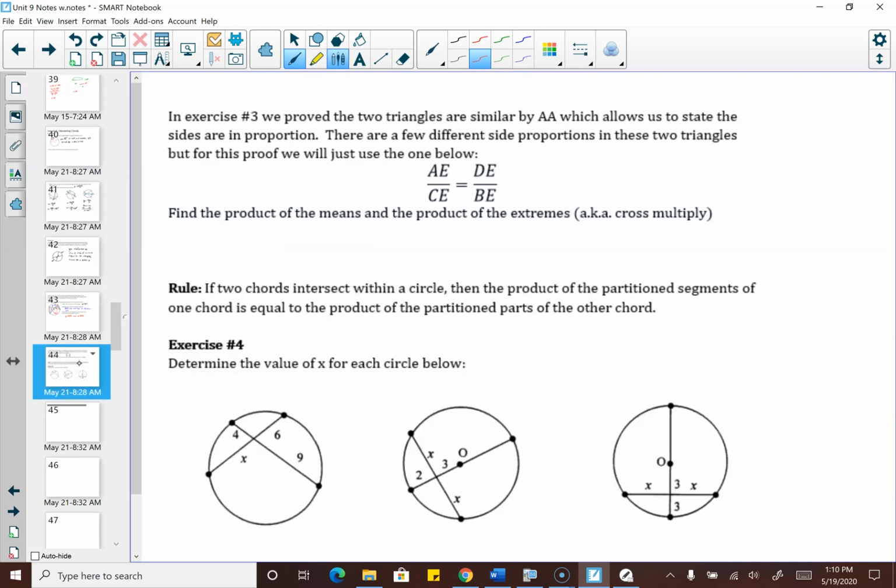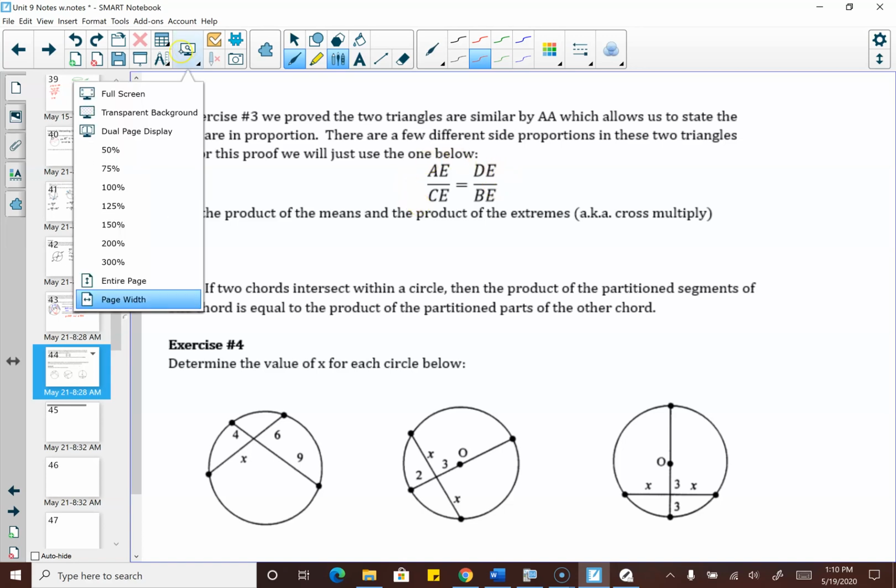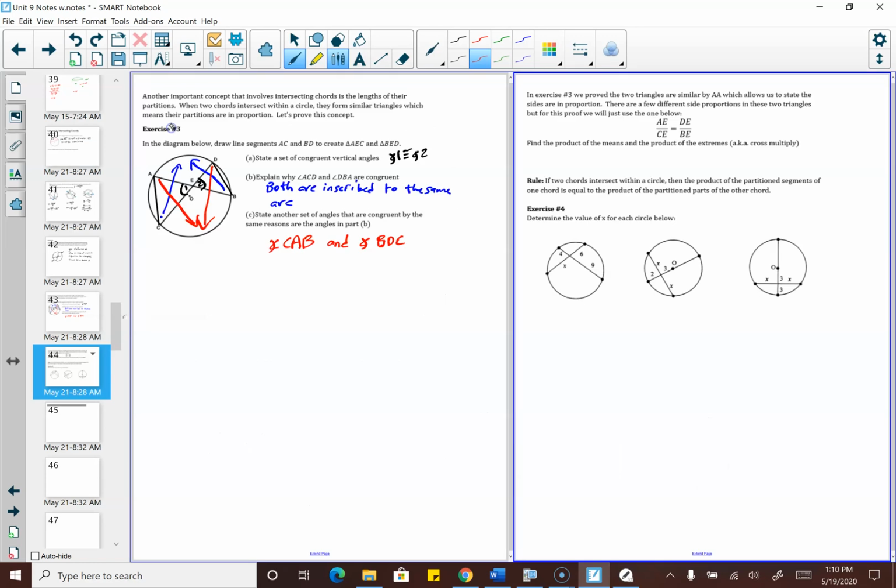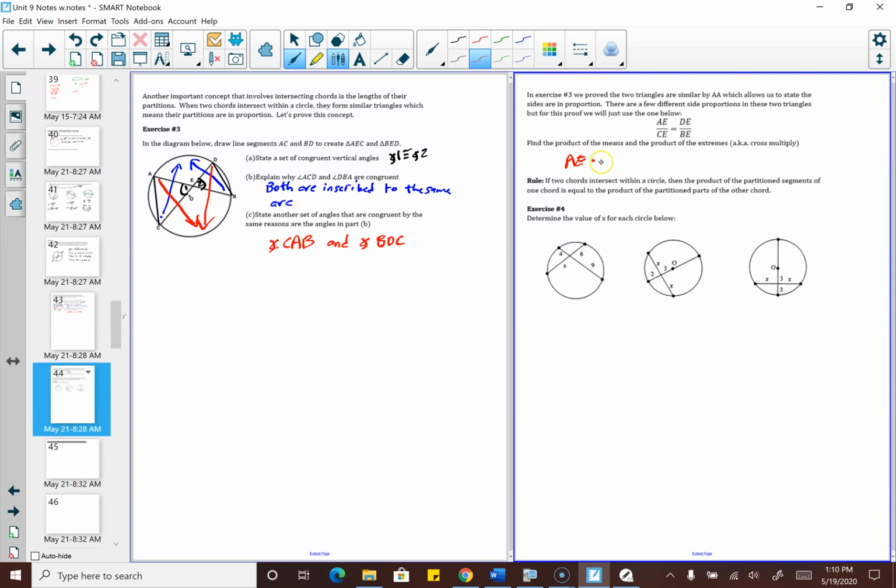All right. So in exercise 3, we proved that when two triangles are similar by angle, that allows us to state that the sides are in proportion. Now, this proportion here, let me just bring up the other one, talks about how the pieces of the triangles go together. So if we were to cross multiply this, what would we get? Well, we'd have AE times BE is equal to CE times DE.